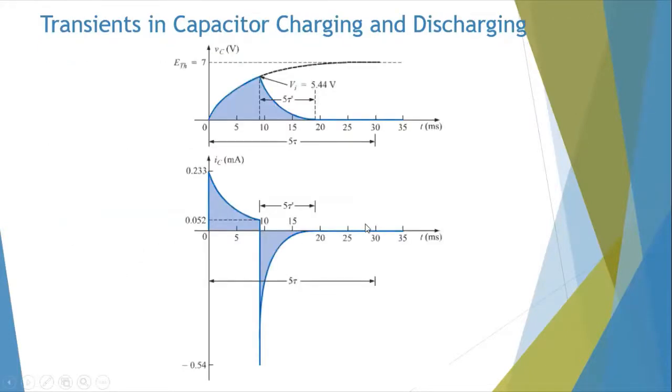Always use the time constant to decide. If the time exceeds 5 time constants, you can assume you're fully charged, equal to the battery voltage. If not, you will need to use the mathematical expressions you derived to find what voltage you're getting.